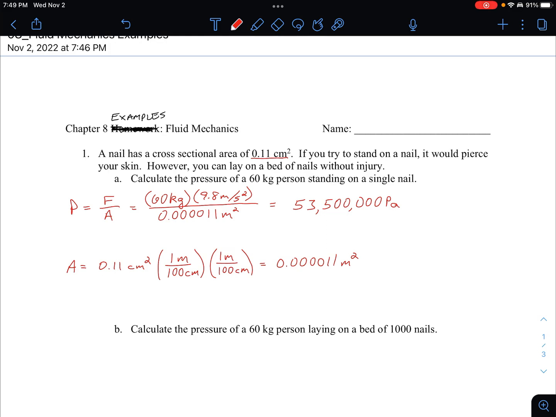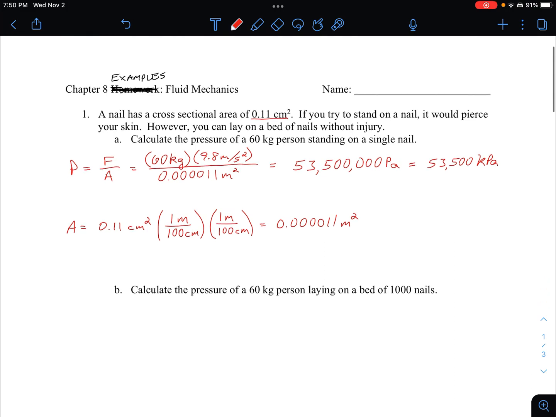Sometimes we do use other units like kilopascals, or in this case, megapascals would be appropriate. But this would be equal to 53,500 kilopascals.